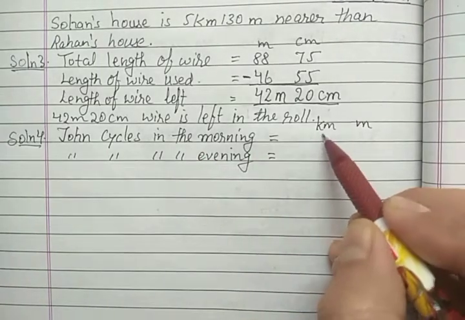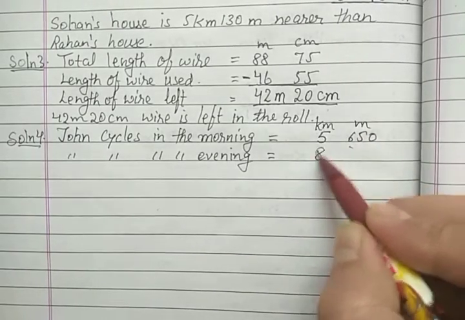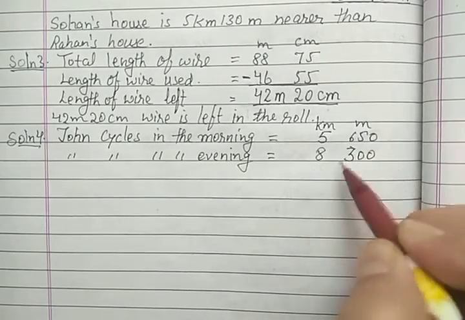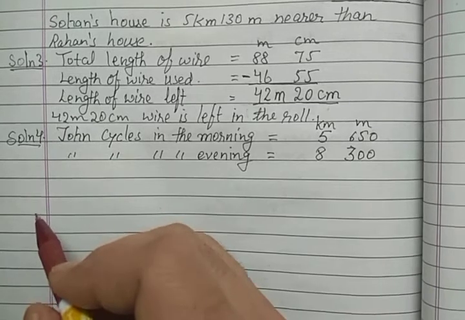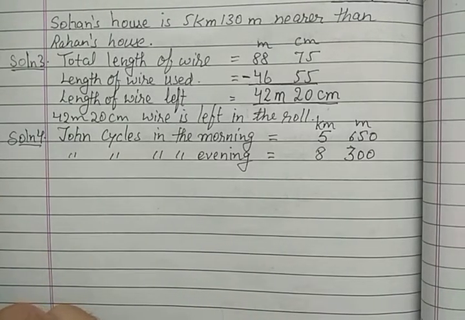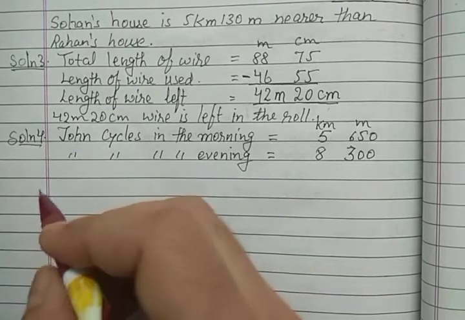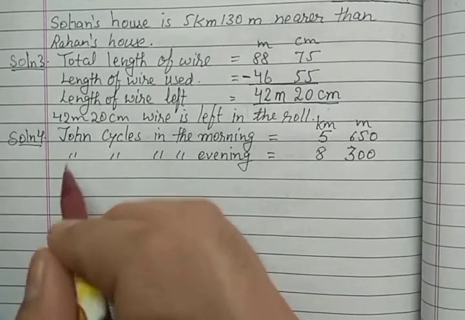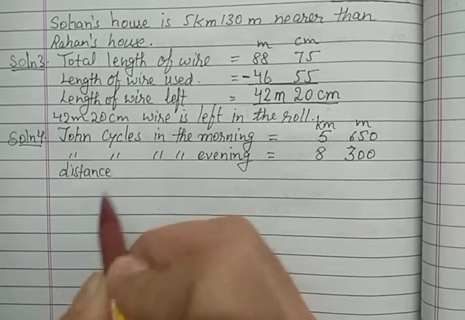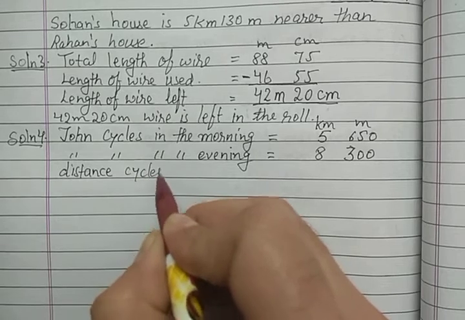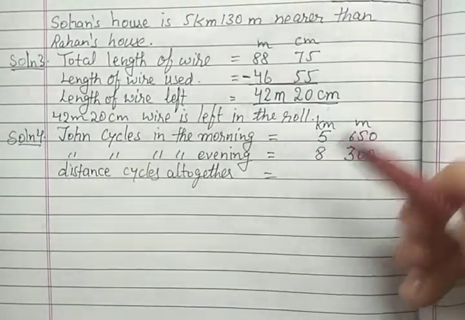So in the morning he cycles 5 kilometer and 650 meters, and in the evening he cycles 8 kilometer and 300 meters. And what we have to find out now is the total distance, right? How much distance does he cycle altogether? So you can write distance he cycles altogether, or total distance. As I have told you, you can write in your own language.